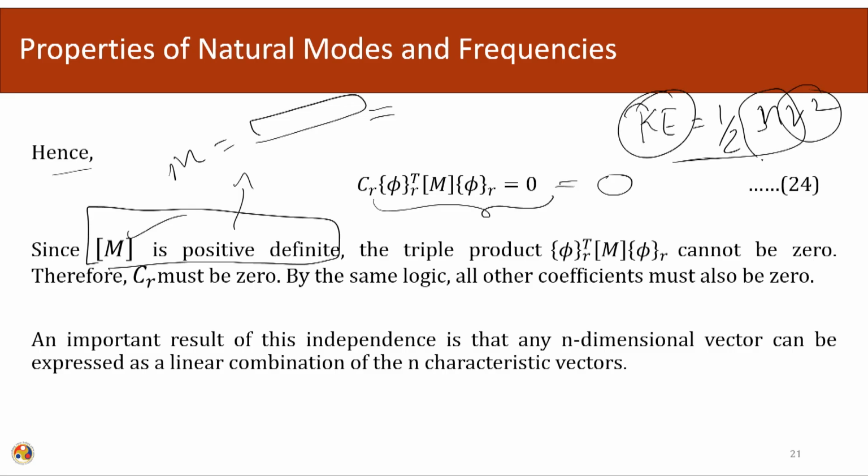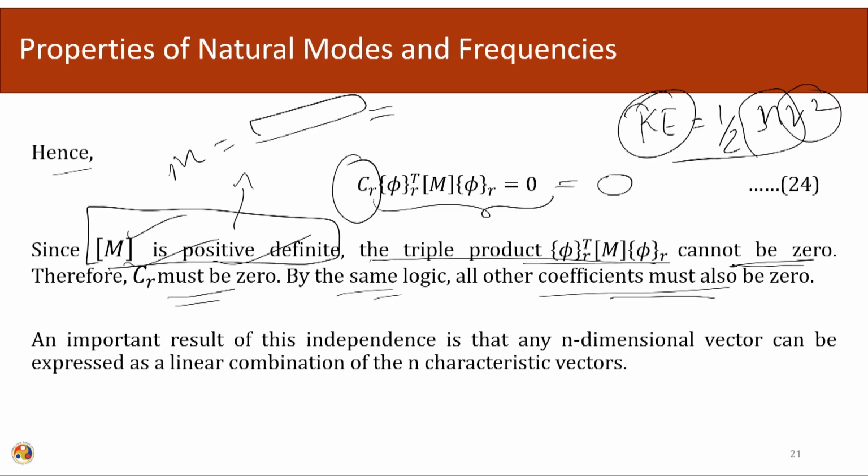So, M also cannot be 0. M is a positive definite matrix, so the triple product cannot be 0. Therefore, what remains is that CR must be 0. Using the same logic, all other coefficients must also be 0. It means that we cannot express one mode as a linear combination of any other modes.